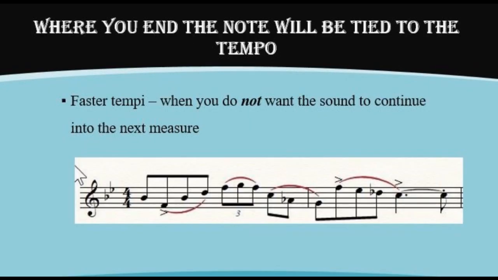Let's say it's a fairly up-tempo arrangement. We do not want the note to hang over into the next measure. We would do this. This tells the performers they're going to end somewhere on 4 and. It's a fast tempo, so they'll all stop before the downbeat of 1.